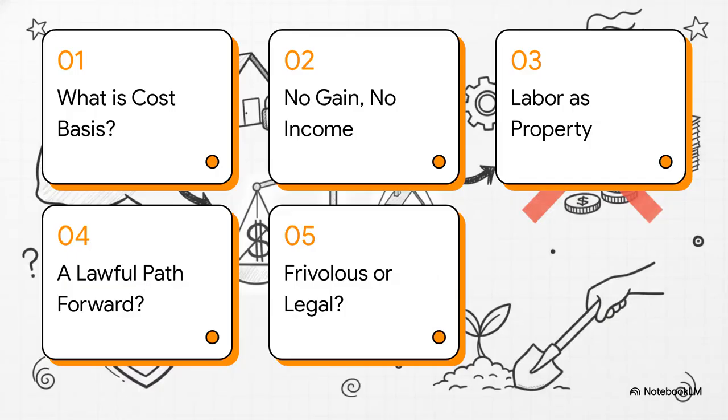Okay, so here's how we're going to tackle this. This is our roadmap. First, we'll get a handle on a core tax concept called cost basis. Then, we'll look at a golden rule from the Supreme Court. From there, we'll jump into the really big idea: labor as property. We'll see what the source suggests as a strategy, and then we'll wrap up by looking at why this whole thing so often lands people in court.